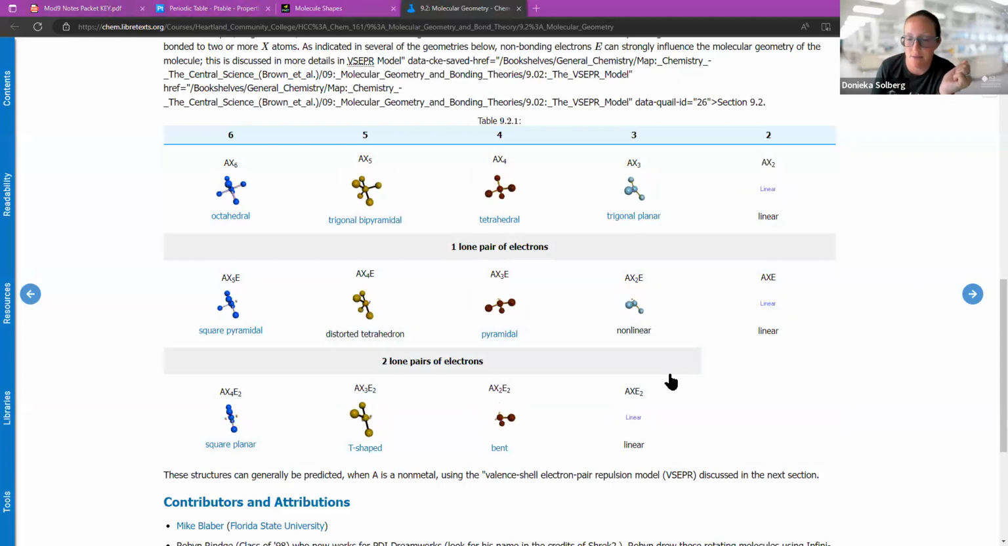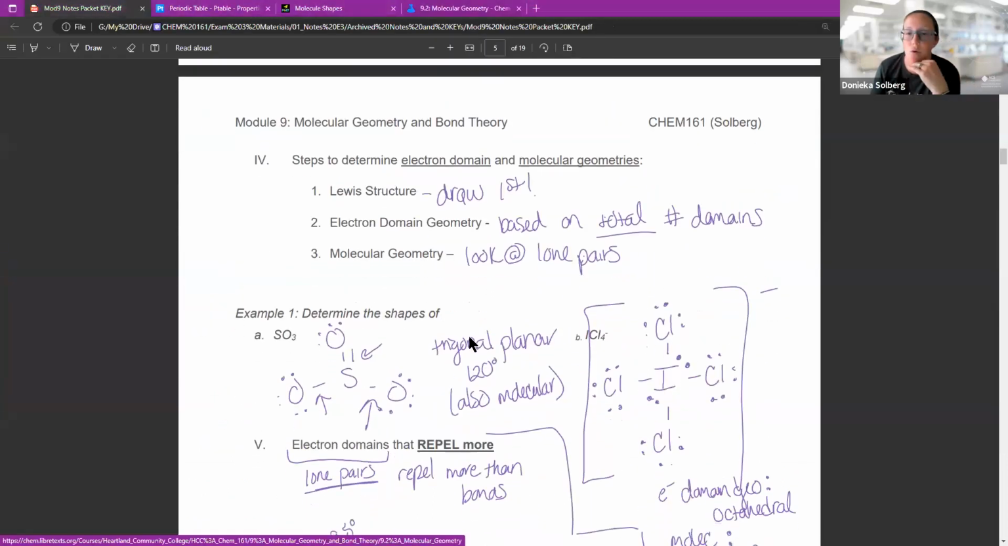So keep that in mind. Okay, I am going to go through all of the steps to determine the electron domain and molecular geometry. If I'm asking about the shape, like what is the electron domain geometry or what is the molecular geometry, you have to first draw the Lewis structure, because if you don't know if there are dots on the middle or not, which you can't know unless you draw the Lewis structure, you're going to get the shape wrong. So always draw it first.